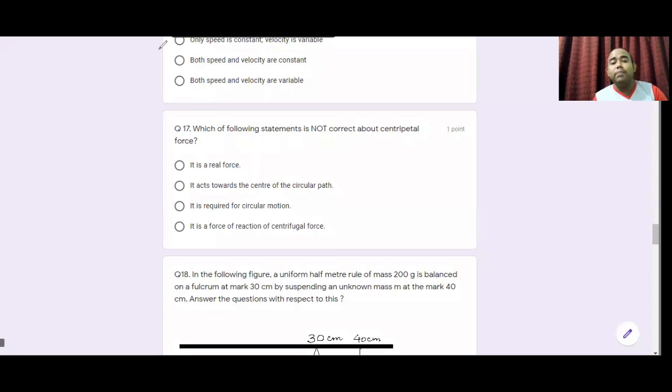Which of the following statements is not correct about centripetal force? Which of these statements about centripetal force is not correct, meaning wrong? It is a real force. Of course, centripetal force is a real force because centrifugal force is a false force or a fictitious force. So this is not the answer. It acts towards the center of the circular path. This is also correct. Centripetal force acts towards the center of the circular path. Centrifugal force appears to act away from the center of the circular path. Centripetal force is required for circular motion. This is also correct. So let us read the last point.